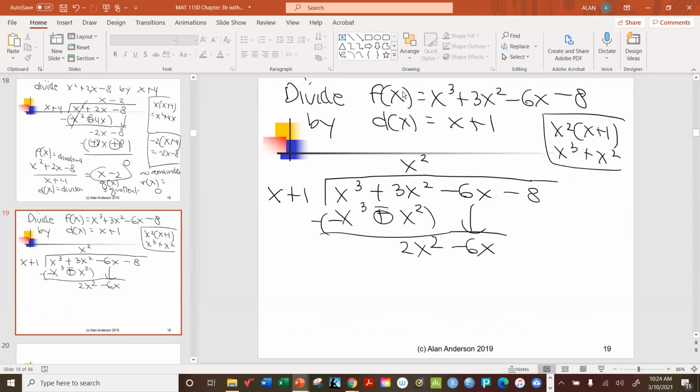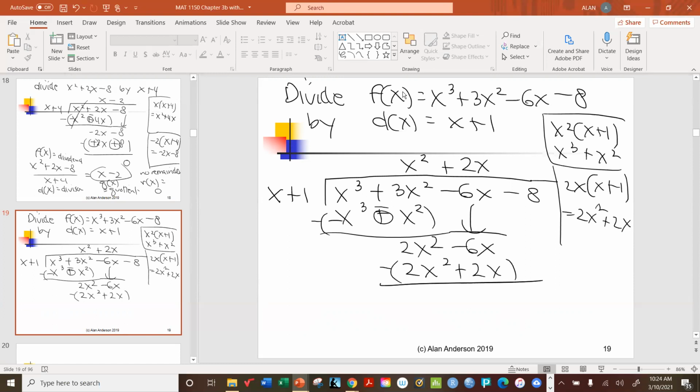Now I've got to figure out a way to get rid of that 2x squared. Why don't I try plus 2x? Okay, because 2x times x plus 1 is 2x squared plus 2x. Perfect. So I'll have 2x squared plus 2x, subtract everything, which means this is now negative, this is now negative. These drop out. I end up with minus 8x.